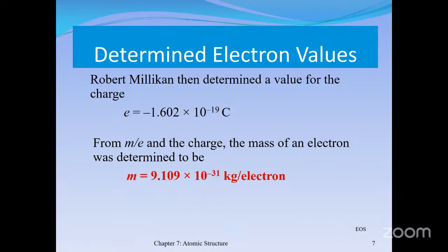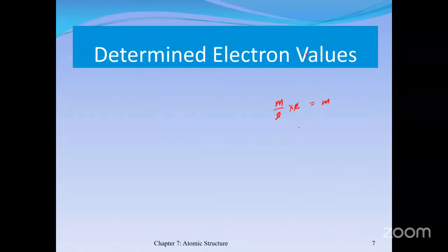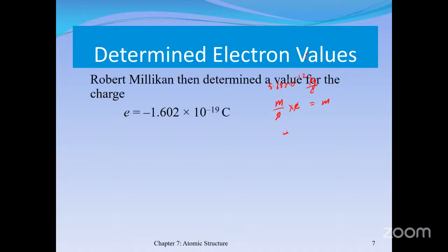So basically, what was that? We take the mass to charge ratio, I don't remember what that was, and we multiply by the charge, and that will give you the mass, right? So, yeah, here, go back to, okay, so 5.68 times 10 to the minus 12. So the mass to charge ratio was 5.68 times 10 to the minus 12 kilograms per coulomb. And the charge on the electron is 1.6 times 10 to the minus 19 coulomb.